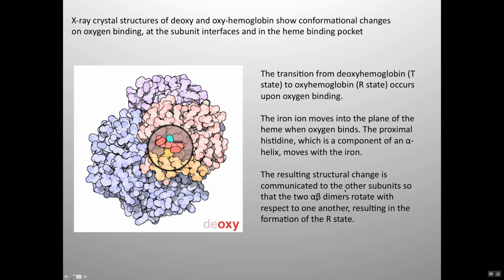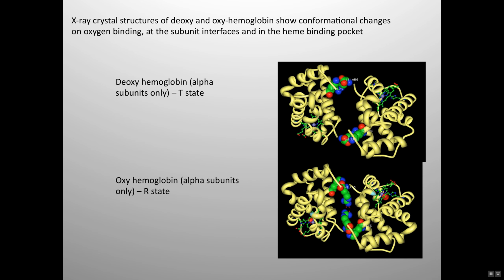Now, the resulting structural change is communicated to the other subunits, so that the 2 alpha-beta dimers rotate with respect to one another, resulting in the formation of the R state. And as I say, we have crystal structures for both deoxy, that is T state, and oxyhemoglobin, that is R state, and they show many conformational changes on oxygen binding, as I say, both at the subunit interfaces and the heme binding pocket. So this is just one of the changes that happen at the subunit interfaces.